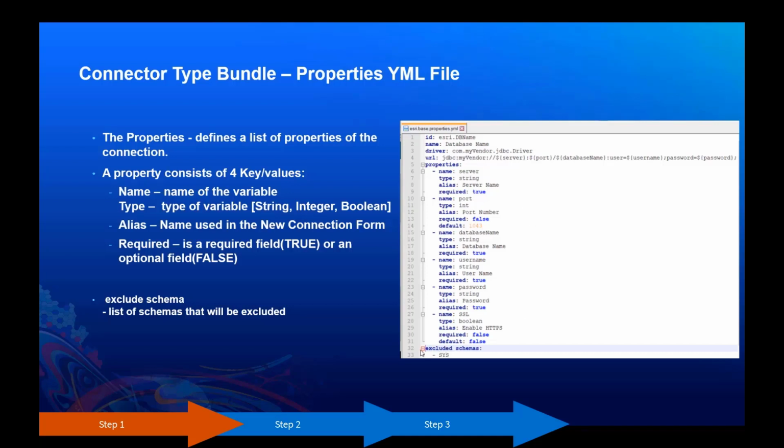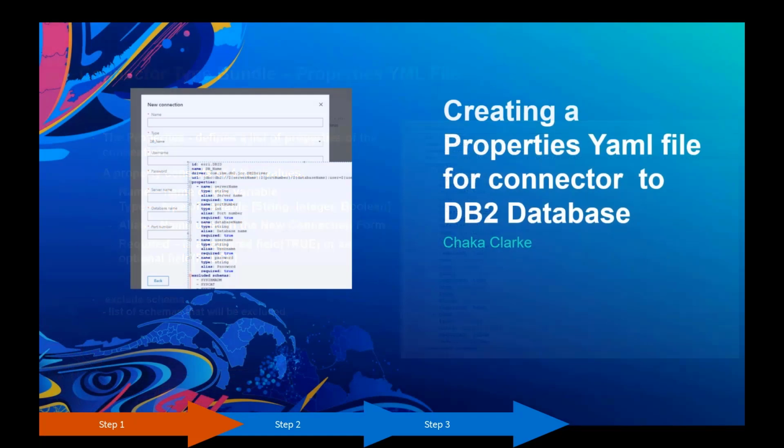The next section is the exclude schemas. This allows the administrator to list the schemas that users should not be able to see in Insights. Let's go ahead and see how to configure these properties YAML files for a DB2 database.